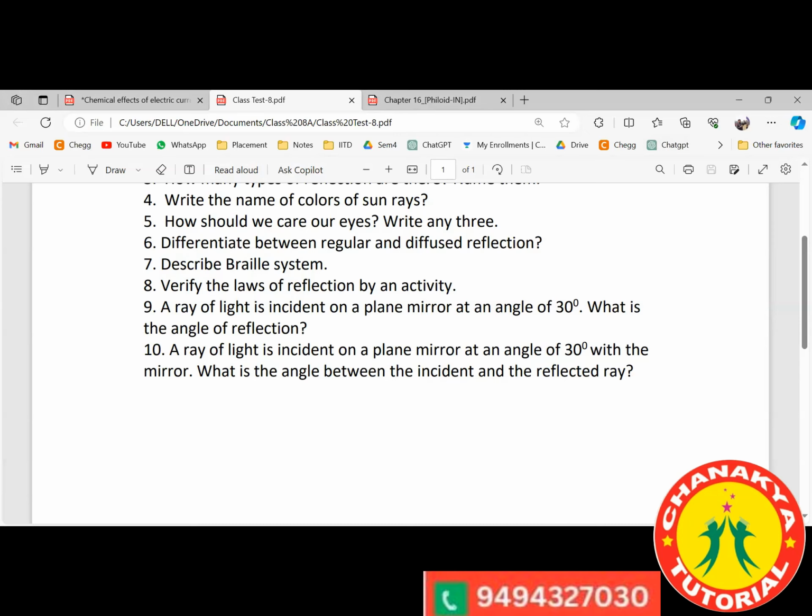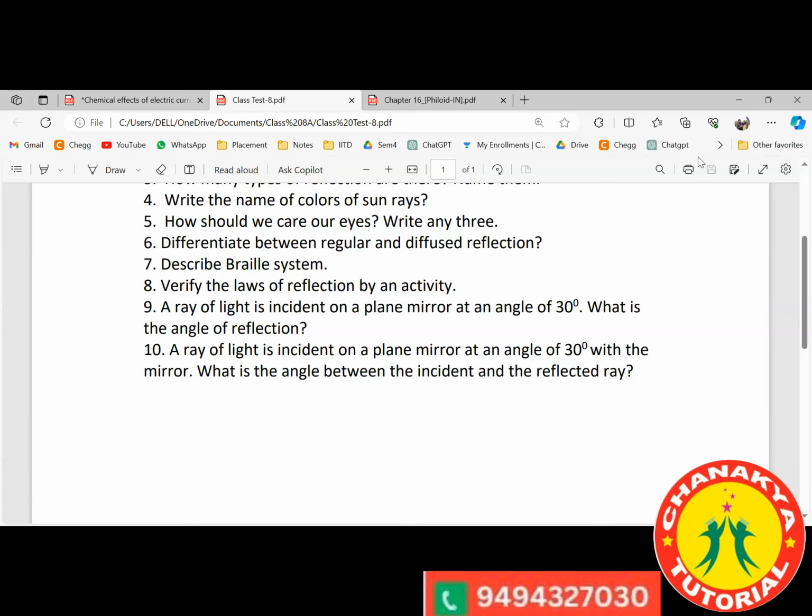The answer is 120 degrees for the second one, because 60 plus 60 is 120. So the difference, the long confusion we were having from the starting, will be cleared after these two questions. We will give some time on these two questions in the next class, and all our confusion will be cleared.